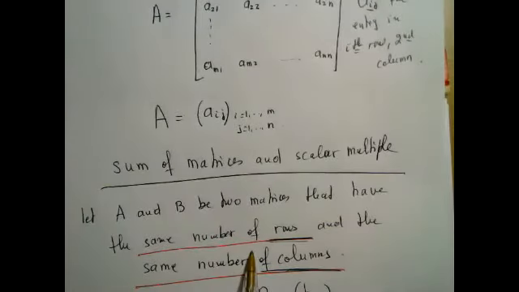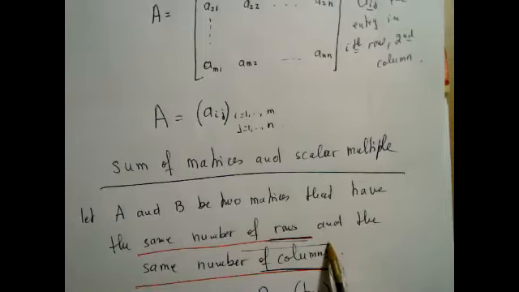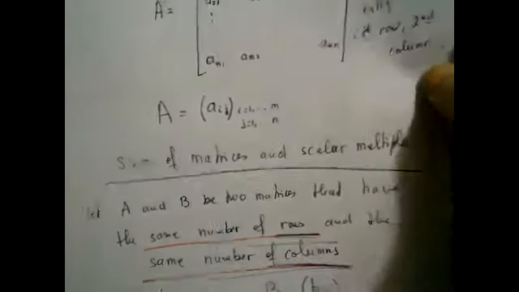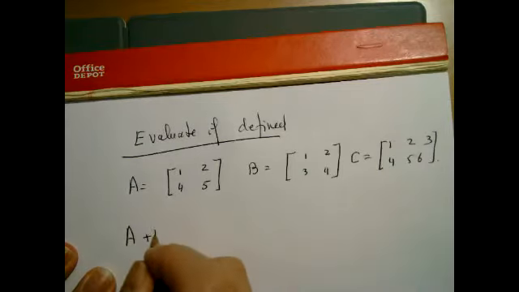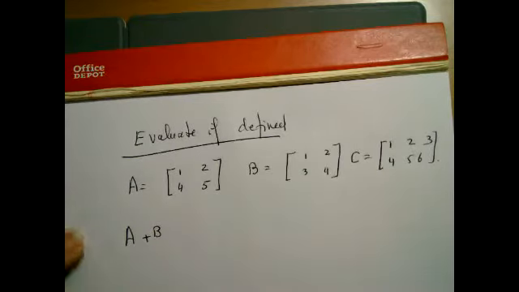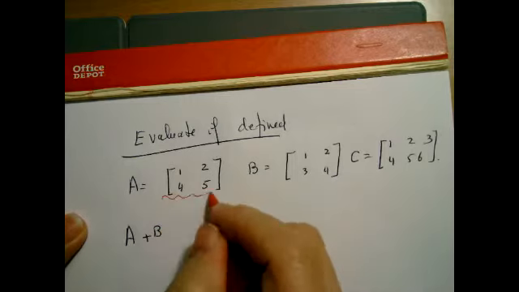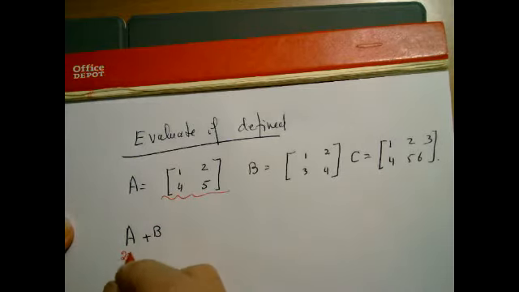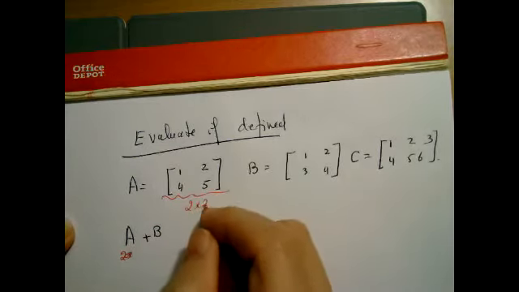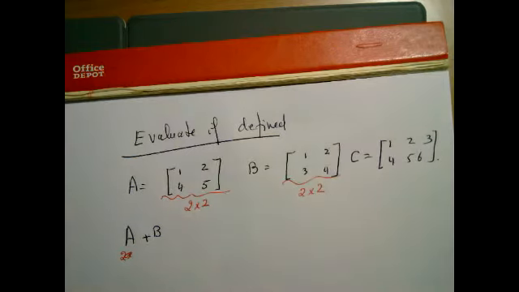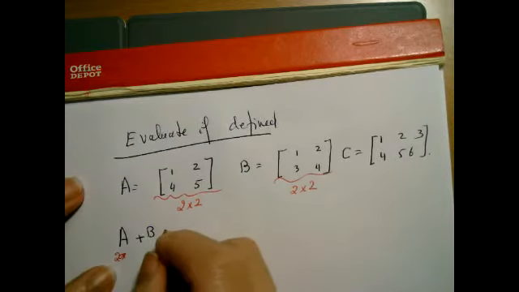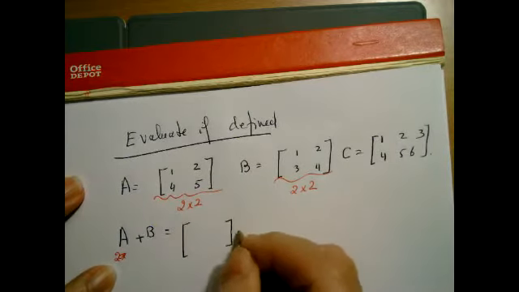So first, is the sum defined? We can add matrices as long as they have the same number of rows and the same number of columns. If they don't have that, we cannot add matrices. So that's how the sum is defined. So A plus B, is it defined? I always look at A is 2 by 2, B is 2 by 2, so there is no issue with them. We can add them.